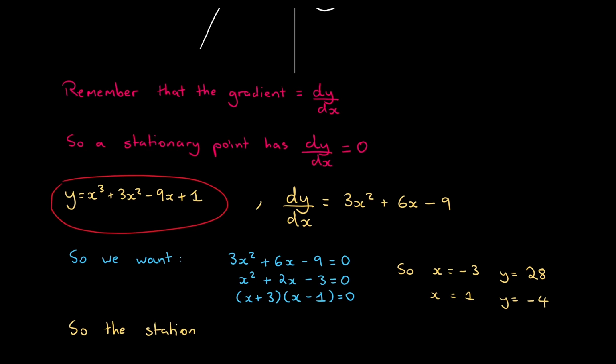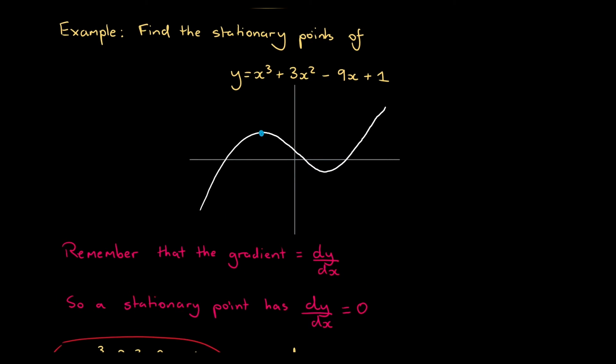So the stationary points are at (-3, 28) and (1, -4). Now if we go back up to the graph here, we see that we have two stationary points. The first is obviously (-3, 28), and the second is (1, -4). Now the point (1, -4) is a minimum stationary point, and the stationary point (-3, 28) is a maximum stationary point.